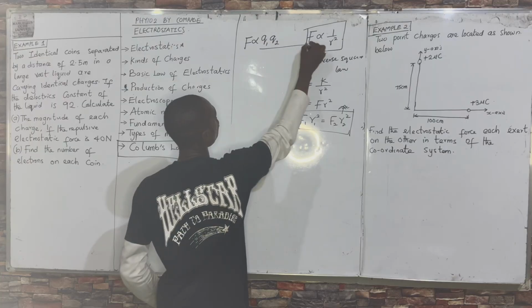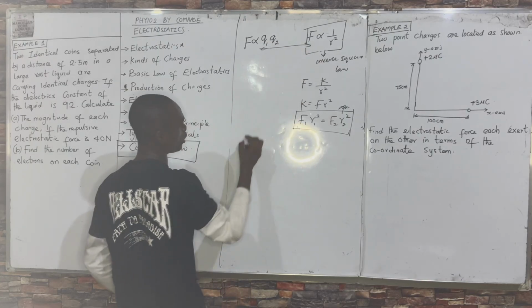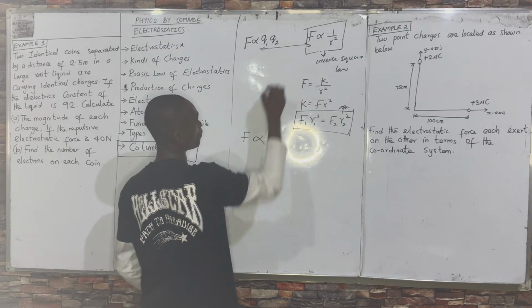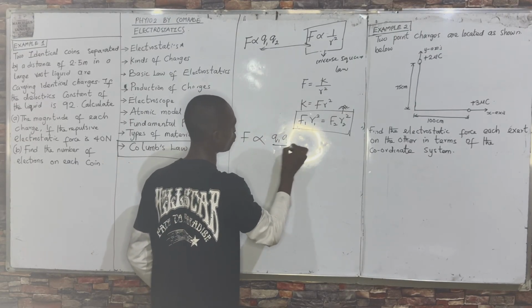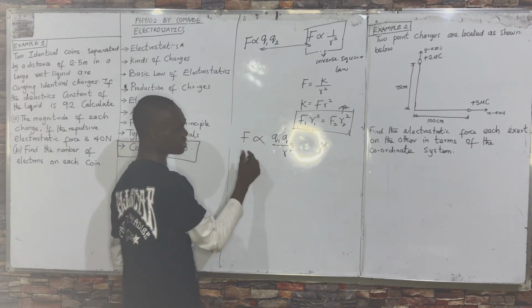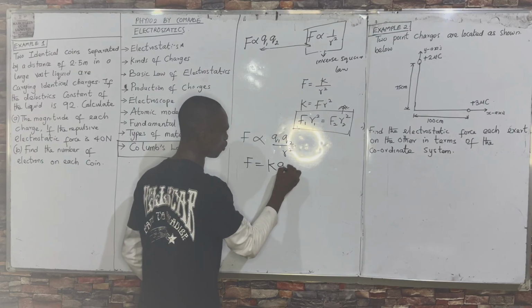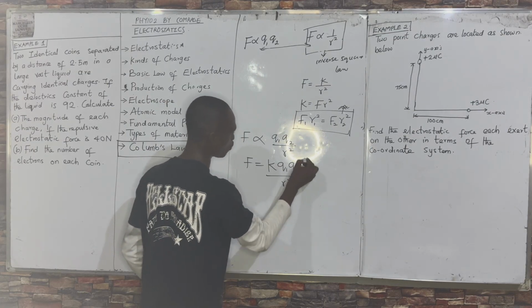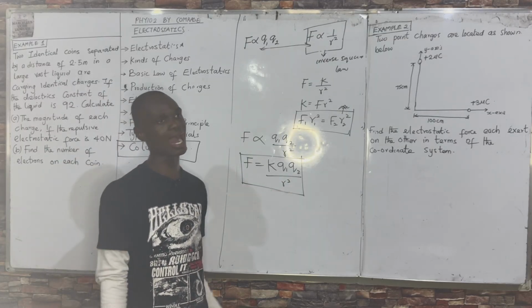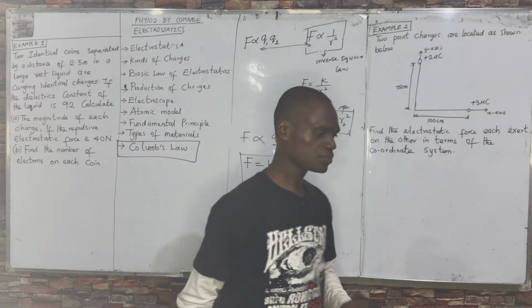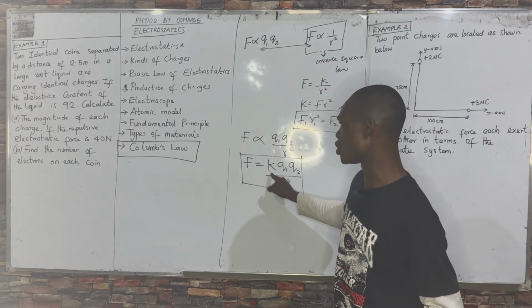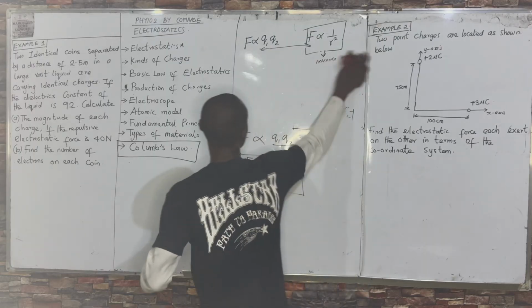Now, if we combine these two formulas, we get F is proportional to Q1 Q2 over r squared. To remove the variation sign, we introduce a constant, and our constant is called the electrostatic constant. So this is what is called Coulomb's law, that F is equal to K Q1 Q2 over R squared. So now, there's something we must understand in Coulomb's law, which is the behavior of this K. Now this is it.